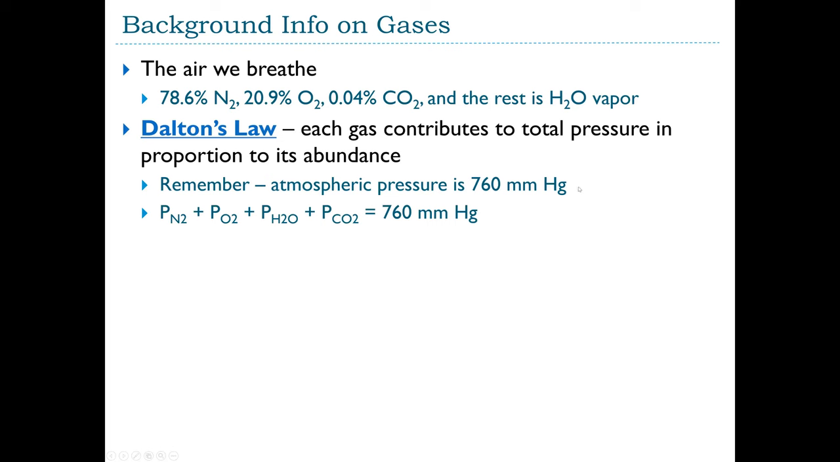So basically, Dalton's law is saying that if you add up the partial pressure of the nitrogen, the partial pressure of the oxygen, the partial pressure of the water vapor, and the partial pressure of the carbon dioxide, all four of those will add up to equal 760 millimeters mercury. Since oxygen is 21% of the atmosphere, it is 21% of the 760. So the partial pressure of oxygen in air is 159 millimeters mercury.